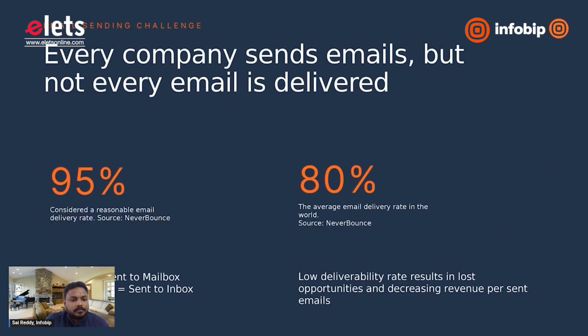Okay, so let's start with the email sending challenges, what we regularly see overall in the industry. If you say about email sending, every campaign sends emails, but not every email is delivered. Considering the industry best practices, 95% is considered a reasonable delivery rate, whereas 80% is considered the average delivery rate. But are delivery rates alone enough to consider that your email campaigns are performing well?